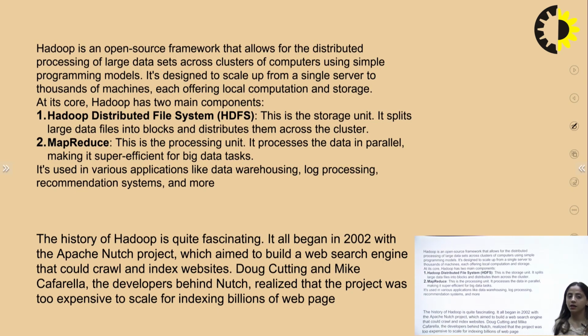Now, let's get to know about the history of Hadoop. The history of Hadoop is quite fascinating. It all began in 2002 with the Apache Nutch project, which aimed to build a web search engine that could crawl and index websites. Doug Cutting and Mike Cafarella, the developers behind Nutch, realized that the project was too expensive to scale for indexing billions of web pages.